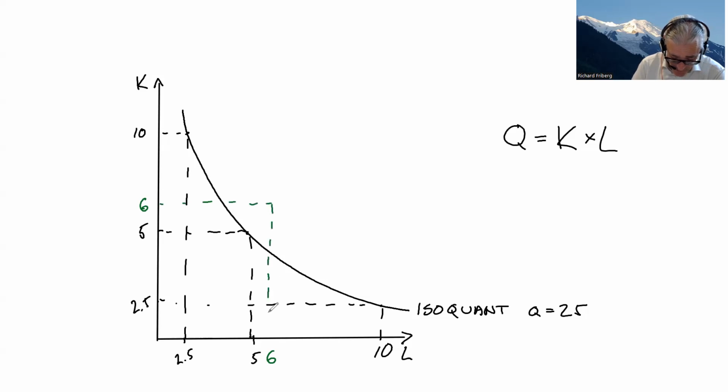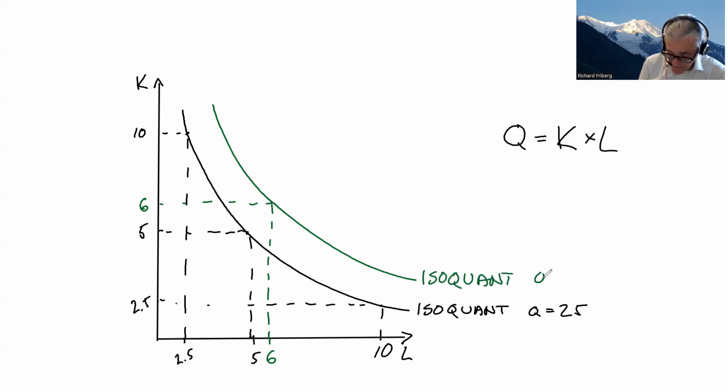Well, we would then produce more. 6 times 6 equals 36. And similarly, we could think of different ways of combining inputs and producing 36 bicycles. So Q equals 36. Okay, so in each case, an isoquant shows different combinations of inputs that yield the same amount of output.